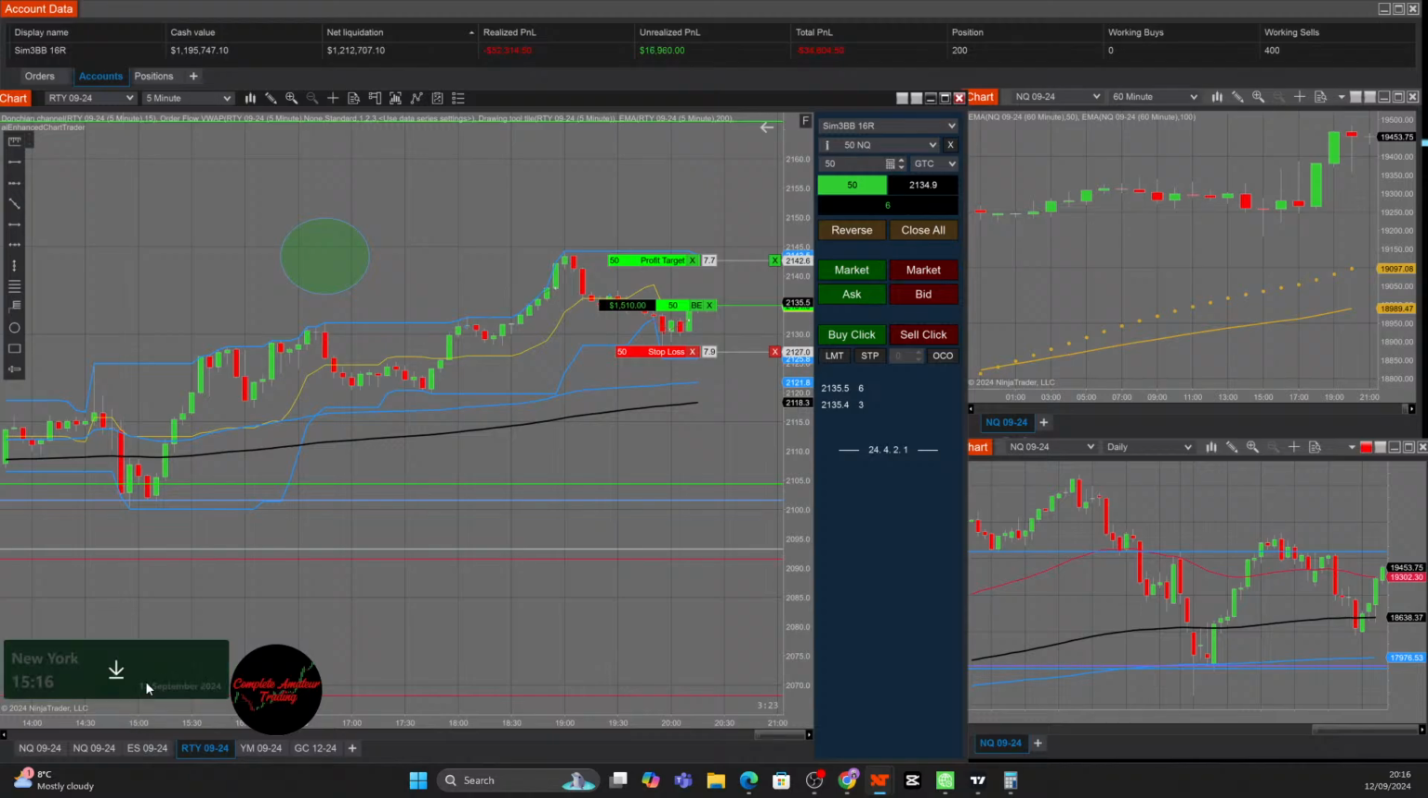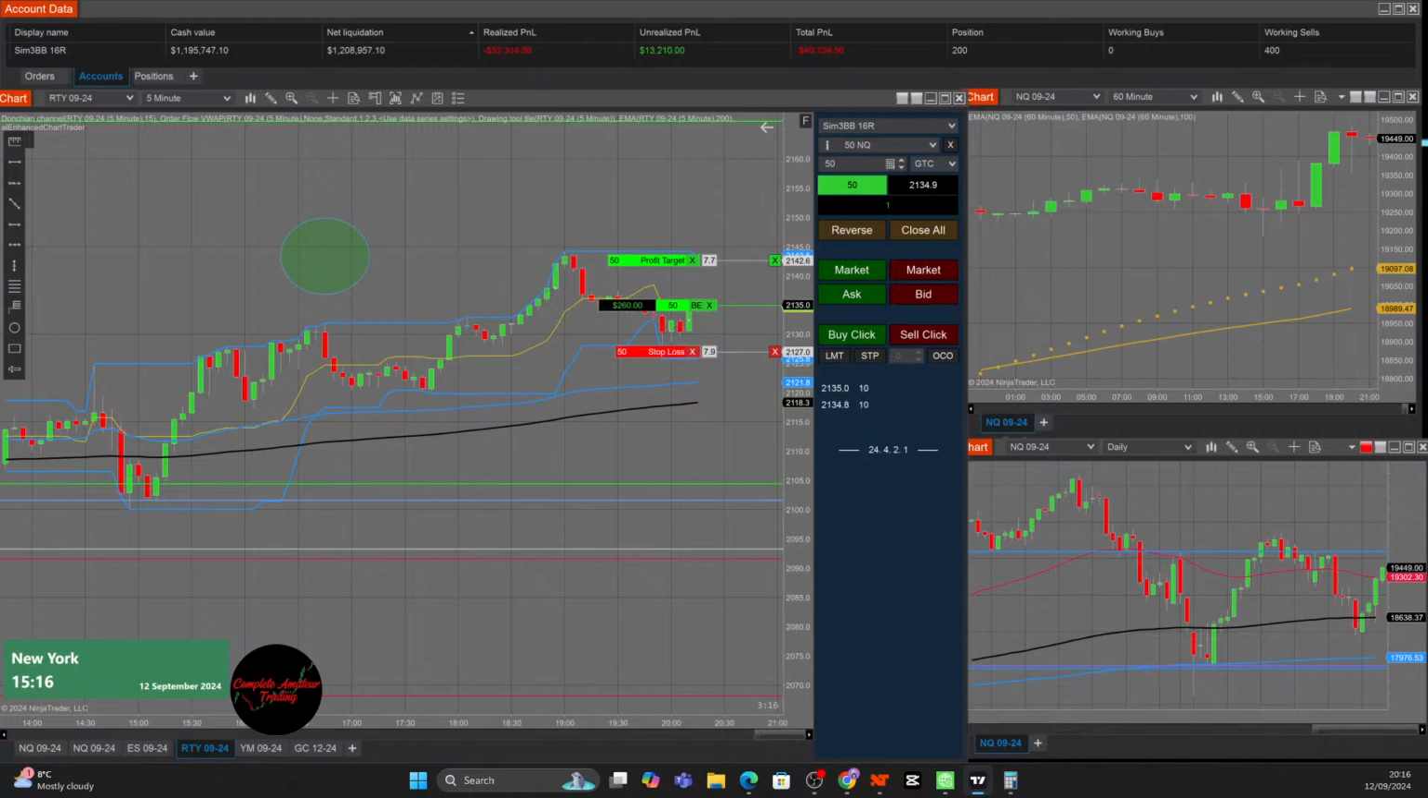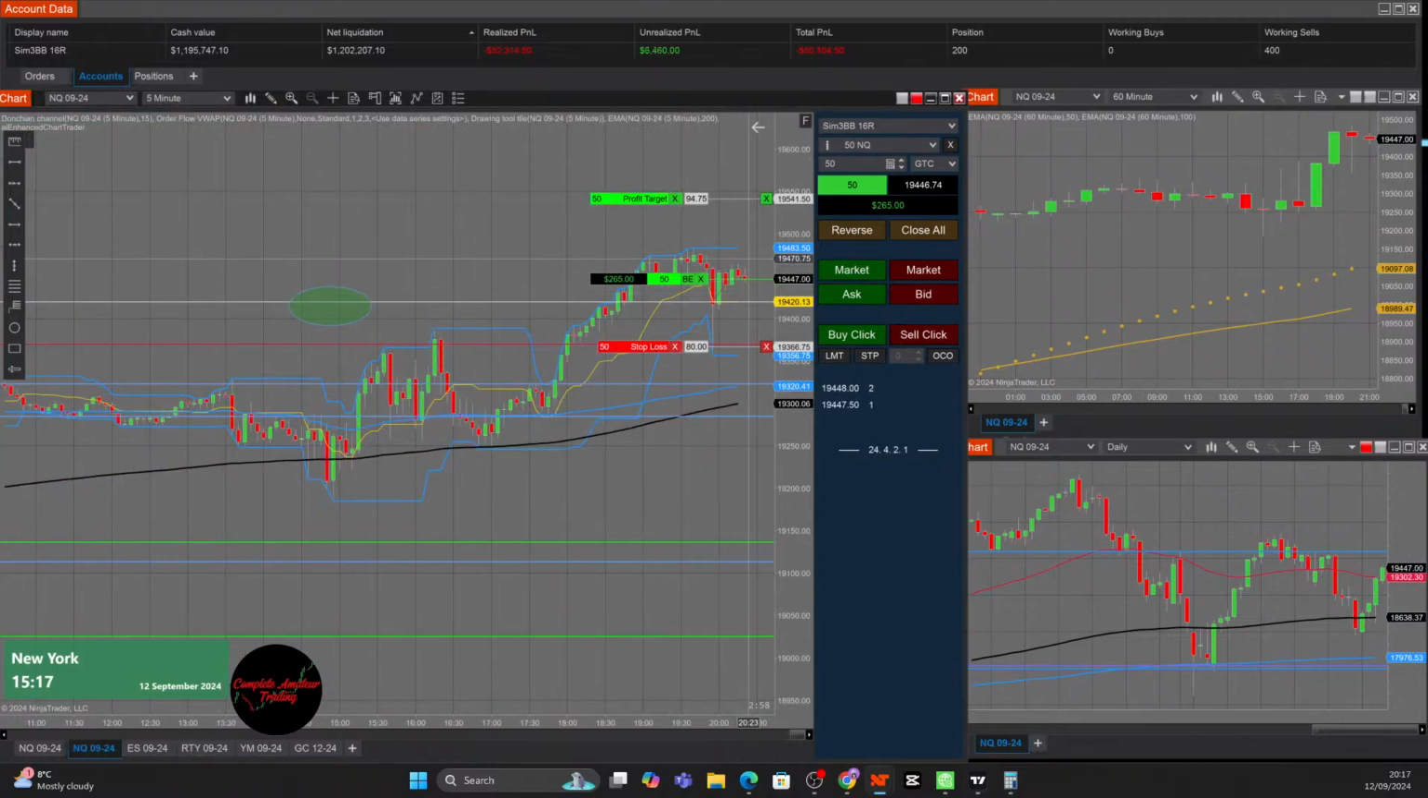Across NQ and ES, we wouldn't really need much to be in profit, but volatility is just not there. The volatility came in and it's just died. The volatility's just died. Last thing I need is what I'm seeing on NQ at the moment.